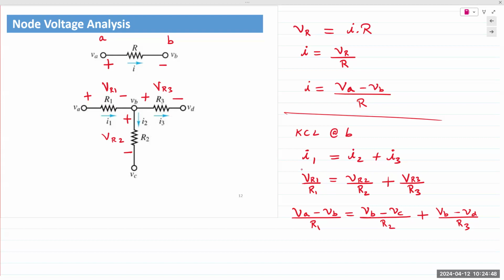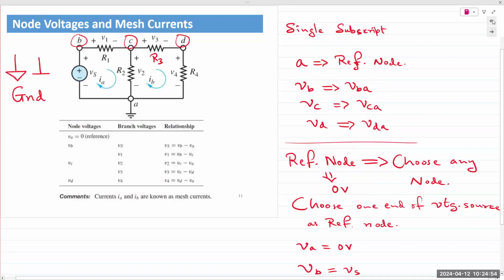If you have a voltage source in a circuit, as I stated last class in this slide, choose one end of the voltage source as your reference. So you have 0 volts at one end, and the other end of the source gives you one more value for one more node. So now you have eliminated 2 nodes from your unknowns.